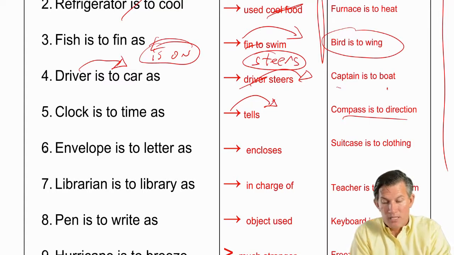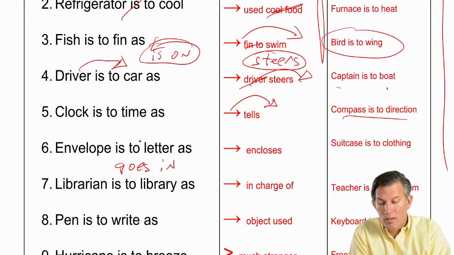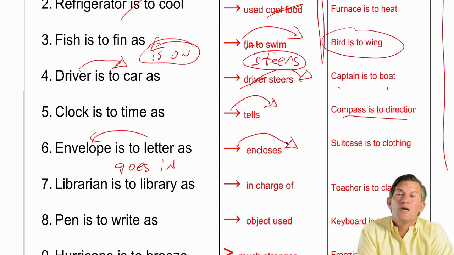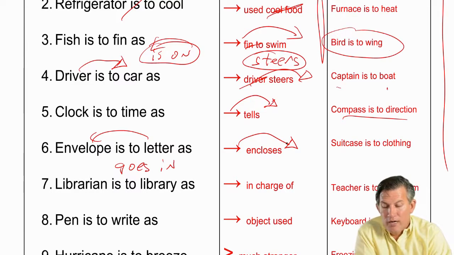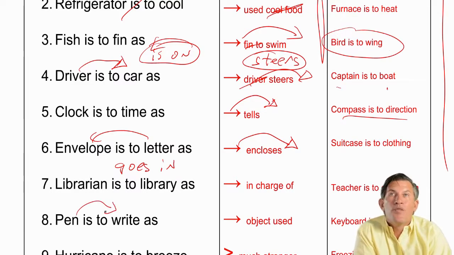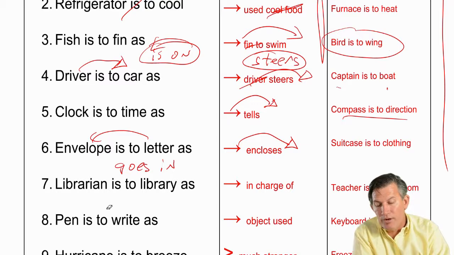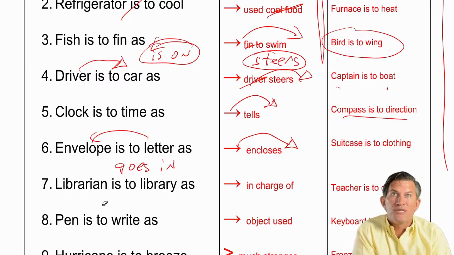Going on to number 6. I got this one wrong one time. An envelope encloses a letter, or a letter goes in an envelope. So it depends which word you use. What some people do is they try to draw the arrow first without the word. It depends on the word, so you can't draw the arrow first. You've got to draw the words first, the bridge sentence, and then the arrow. I hope that makes sense.